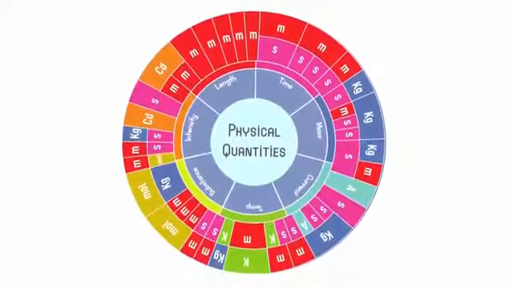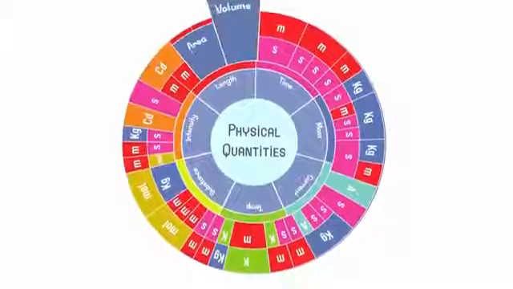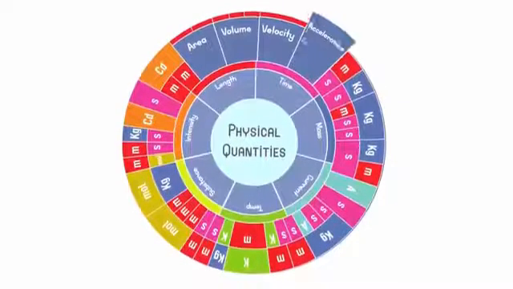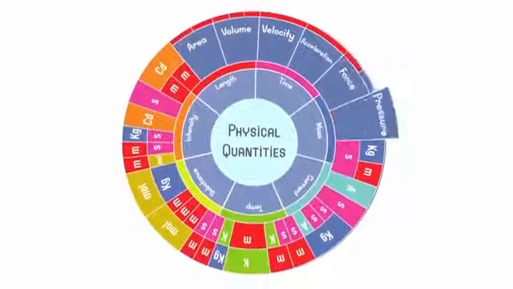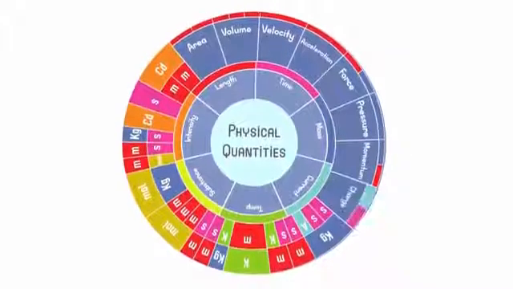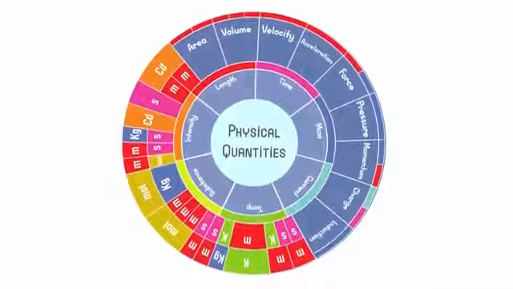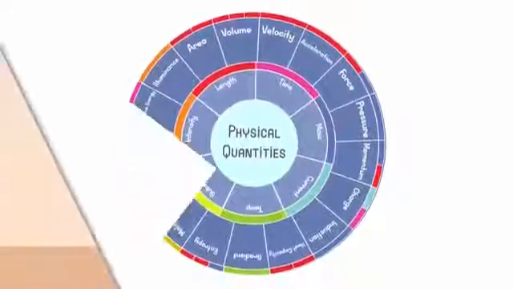Means by multiplying or dividing any two base or fundamental quantities, we get a derived quantity like area, volume, velocity, acceleration, force, pressure, and all those kind of other different quantities.